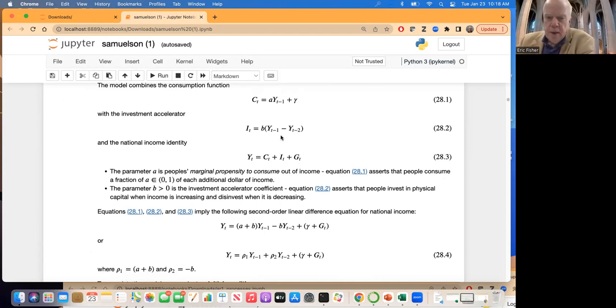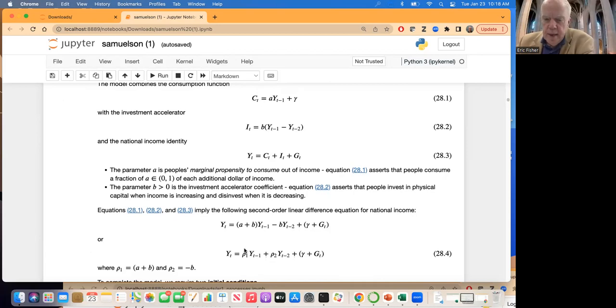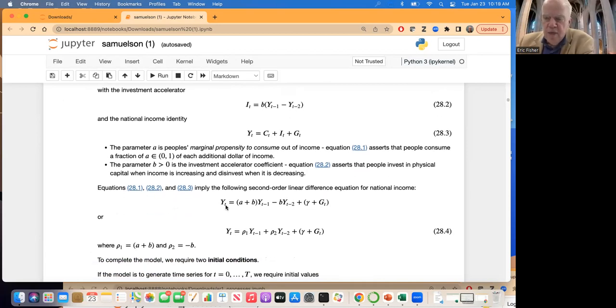So what are you going to do? You're going to plug all these things in, and you end up getting this formula, 28.4. So let's look at it. Because consumption depends on 1 lag and investment depends on 2 lags, you're going to get a second order difference equation where A and B are the parameters. So in my notation, Y_t equals, this was B number 1 last week, plus B number 2, 2 lags.